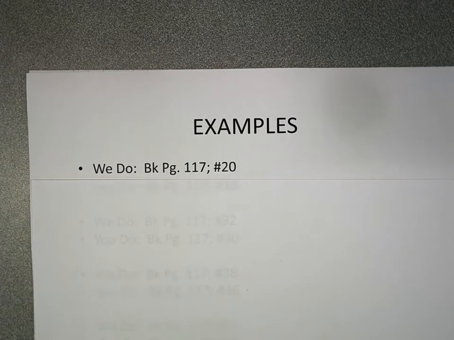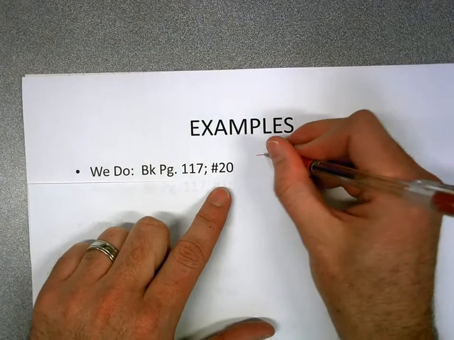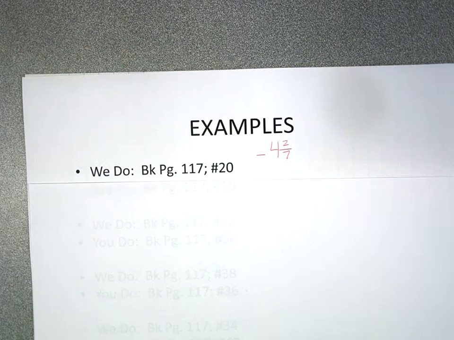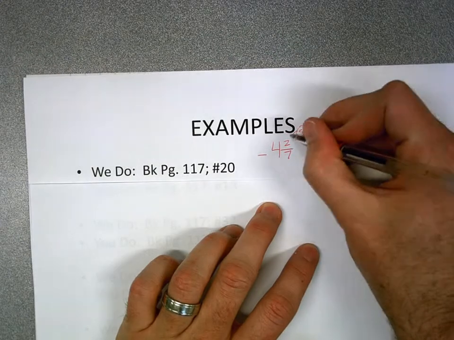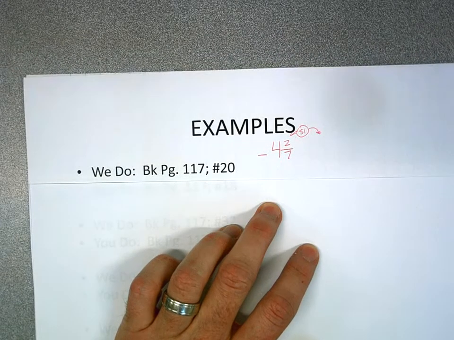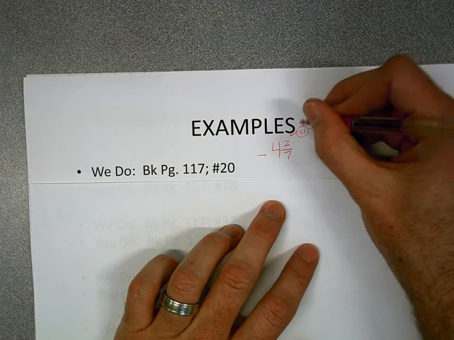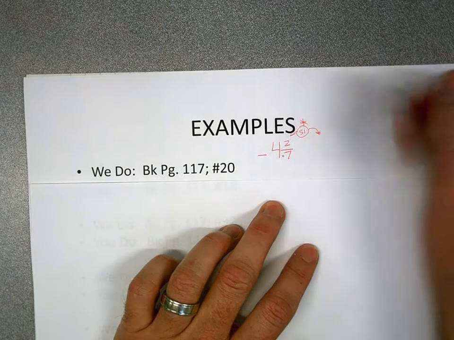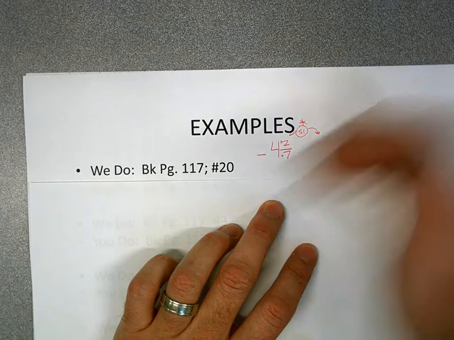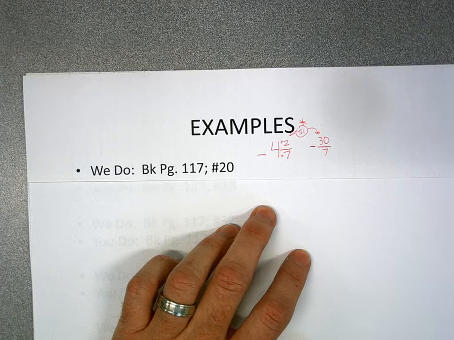if you take a look at the directions, it says, find the multiplicative inverse of each number. So for number 20, we have -4 2/7. Step one is, if it is a mixed number, we're going to change it to an improper fraction first. You can even put a star by step one because there might be problems where you don't have to do this first step. In this case, 7 times 4 is 28, plus 2 is 30, so we end up with a negative, don't forget your negative, -30/7.